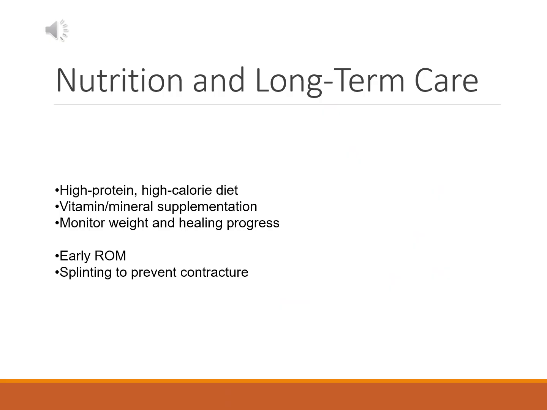For our nutrition, remember, in order for skin to regenerate itself, we want to increase protein, increased vitamin C, and increased vitamin mineral supplementation, like biotin. We want to monitor weight and healing process, watch for dehydration, increase hydration for patients with burns, and then we may do early range of motion and splinting to help prevent contractures.